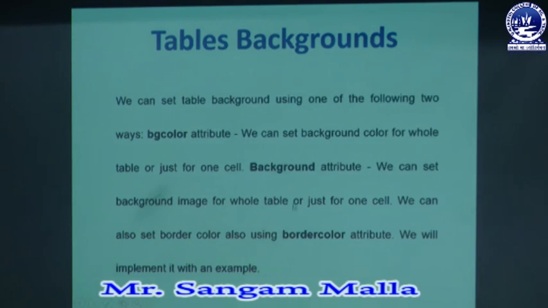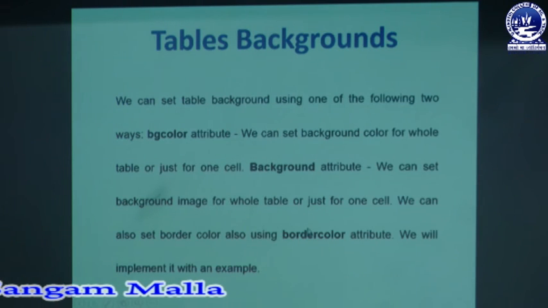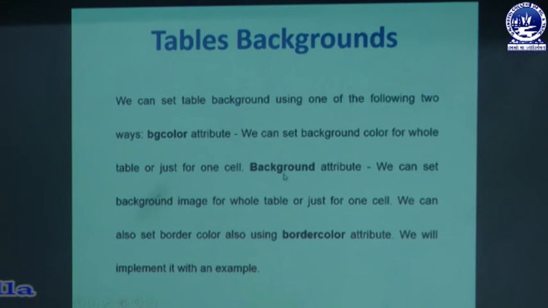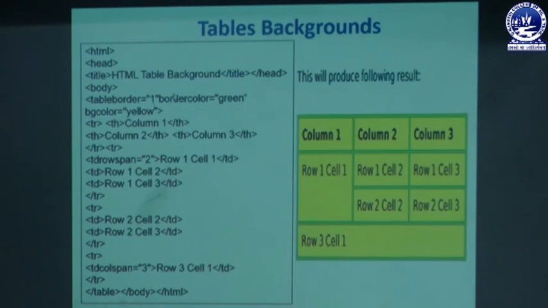So these are the 3 main attributes of the table tag which can be used to format a table or to bring a new look to the table. So, moving on to the source code of the table. Here is the HTML program. HTML has a head section followed by a title section. We have given the title as HTML table background.